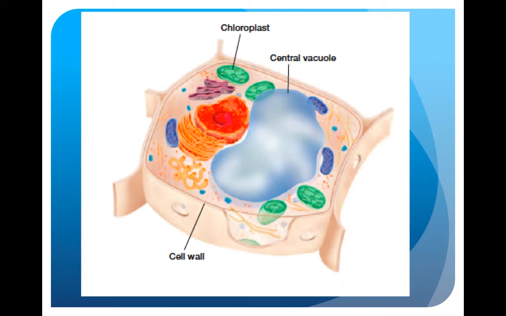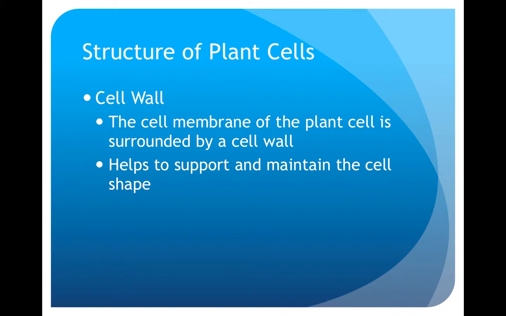These three that we're about to talk about are specific to the plant cell only. In plant cells, you now have the cell wall. So the cell membrane of the plant is still there, but now a cell wall is around it. And this helps to support and maintain the cell shape.